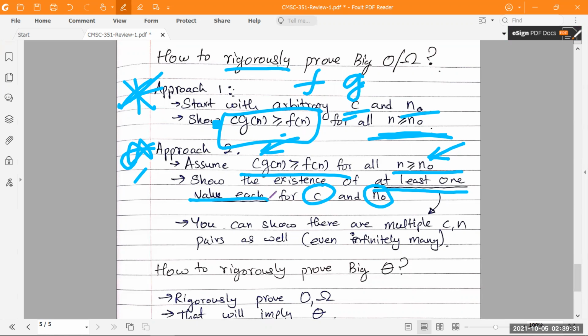That's enough. However, sometimes you may even be able to prove that there are multiple values for c and n naught, or maybe even infinitely many values. Both of those are correct, because if you show any of these two conditions, you are already showing there is at least one, because if there are multiple, there is one.